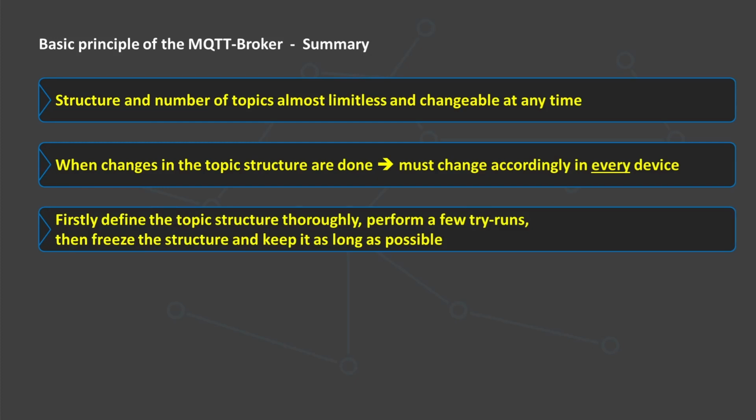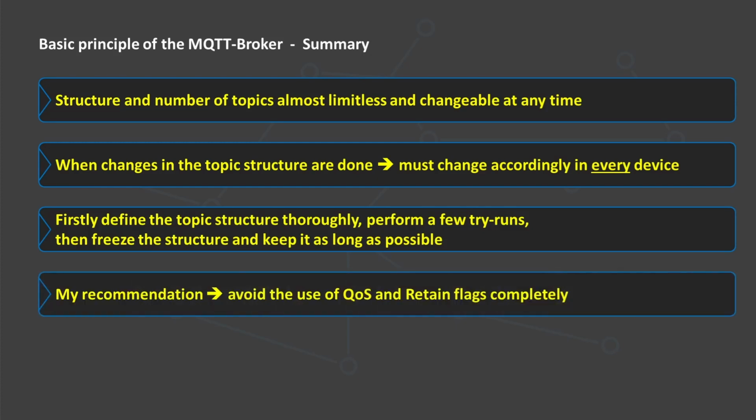Firstly, define the topic structure thoroughly, perform a few try runs, then freeze the structure and keep it as long as possible. Special functions like QoS and retain flag are useful in specific cases, but they cannot provide a suitable function monitoring or diagnostics. These MQTT internal functions are often the reason for big problems within the running system. Troubleshooting is extremely complicated. A proper maintenance and control over QoS and retain flags is nearly impossible in big and complex environments. My recommendation: avoid the use of QoS and retain flags completely.